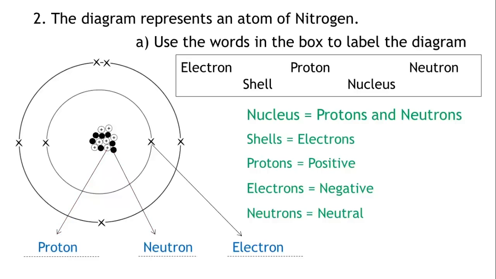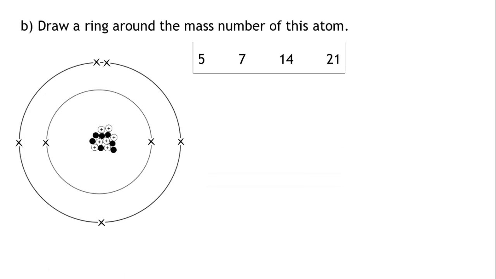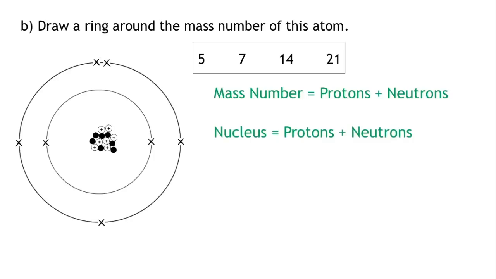Part B. Draw a ring around the mass number of this atom. Let's write down what we know about the mass number. The mass number is equal to the number of protons plus the number of neutrons. The protons and neutrons are found in the centre of the atom, in the nucleus.